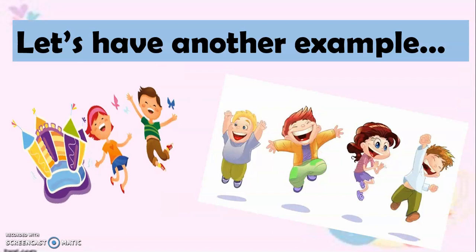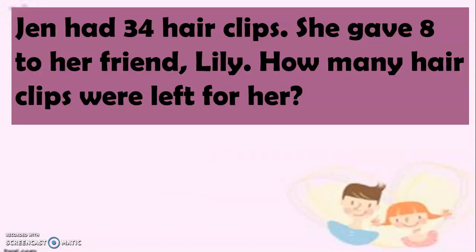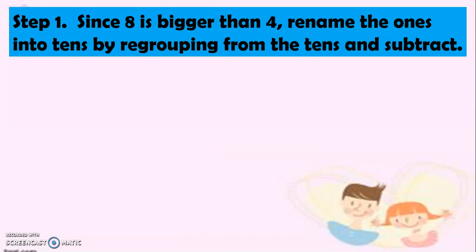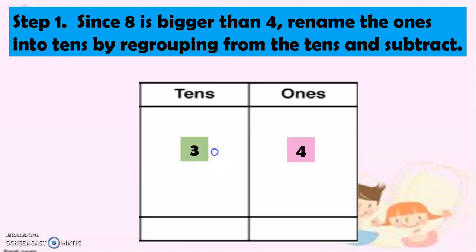Now let's have another example. Jen had 34 hair clips. She gave 8 to her friend Lily. How many hair clips were left for her? Now again, we're going to follow these steps. So for step 1, we have 34 minus 8.